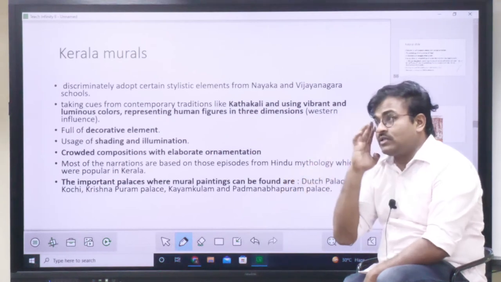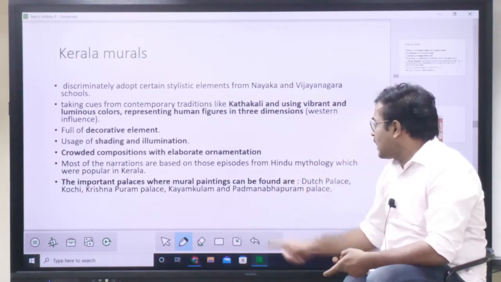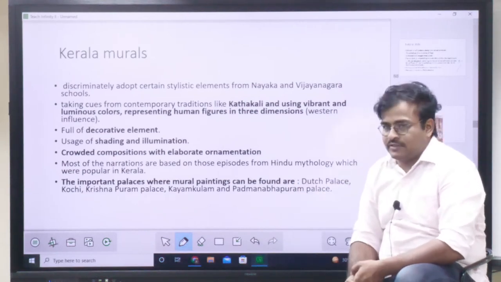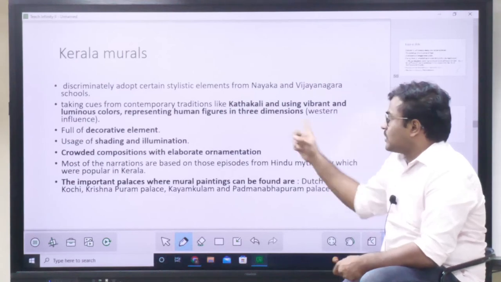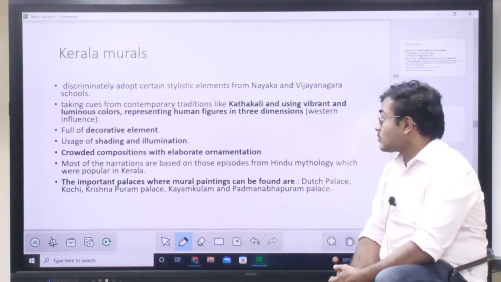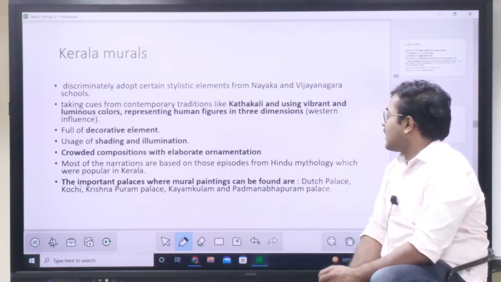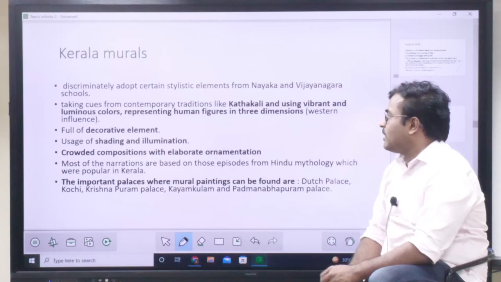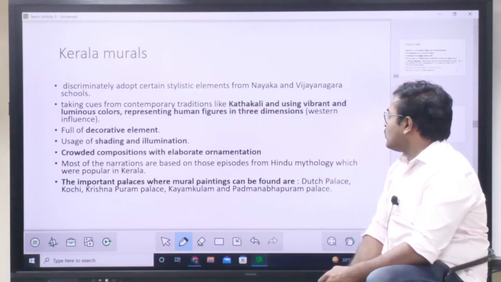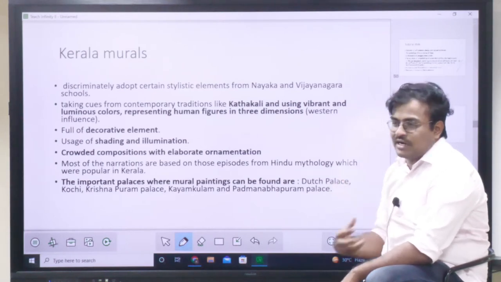The most prominent ones are the Mattancherry Palace painting, and one more is the Padmanabhapuram Palace. So in these two places it is present. Now just have a look at this, Kerala. It discriminately adopts certain stylistic elements from the Nayaka and Vijayanagara school, taking cue from contemporary traditions like Kathakali and using vibrant and luminous colors. The colors are very thick and prominent here.